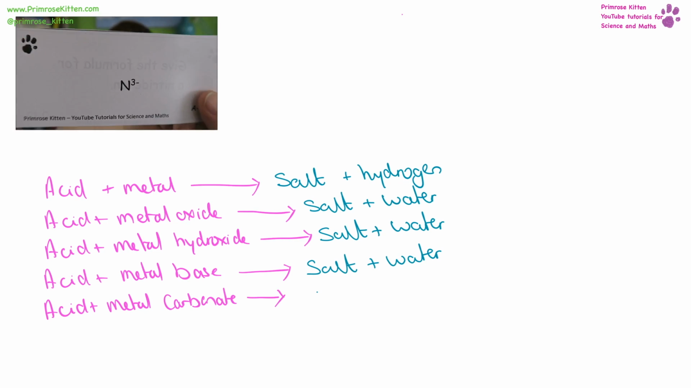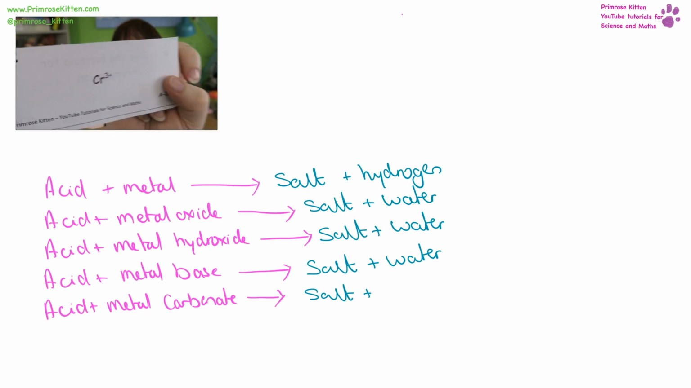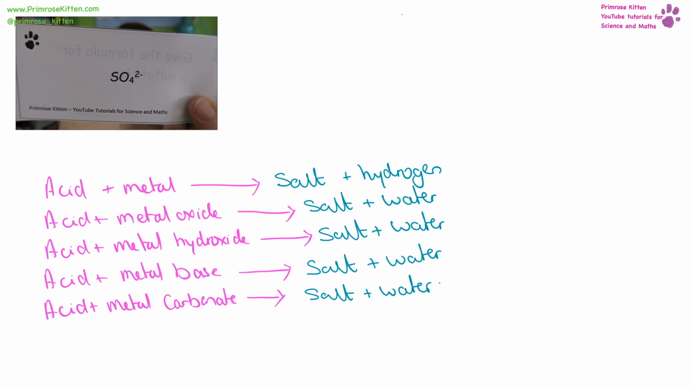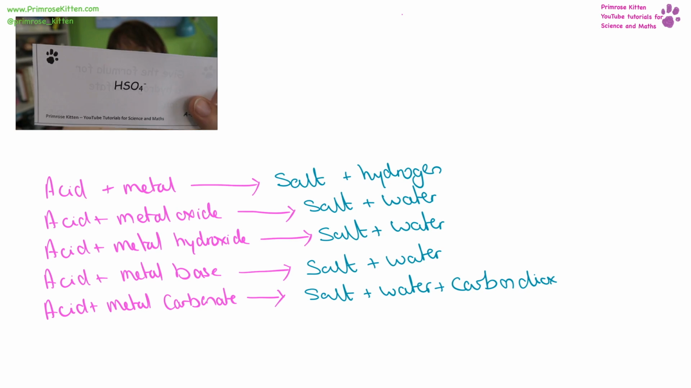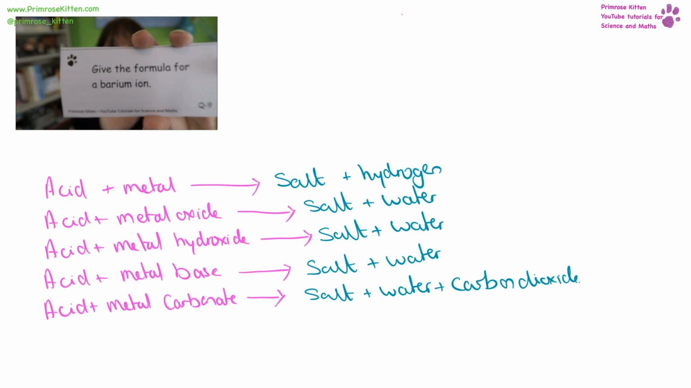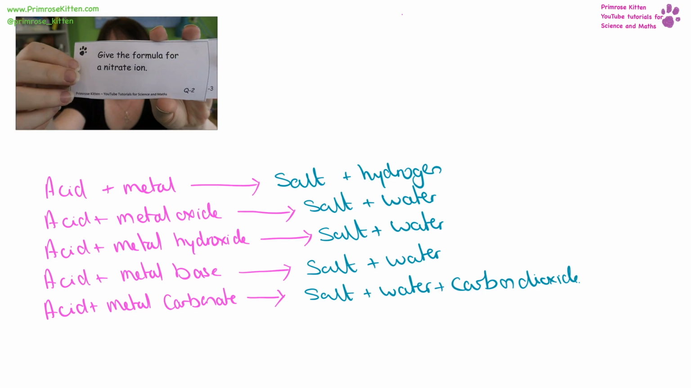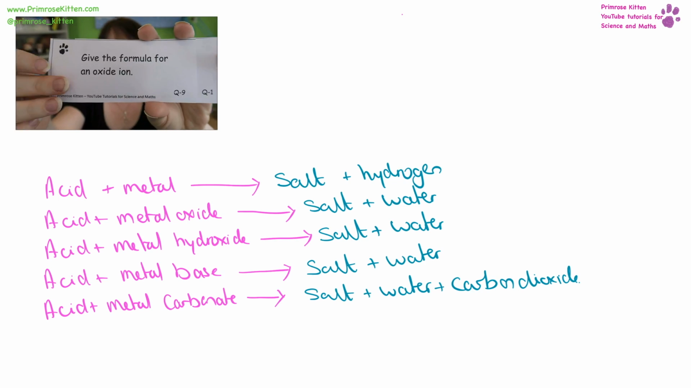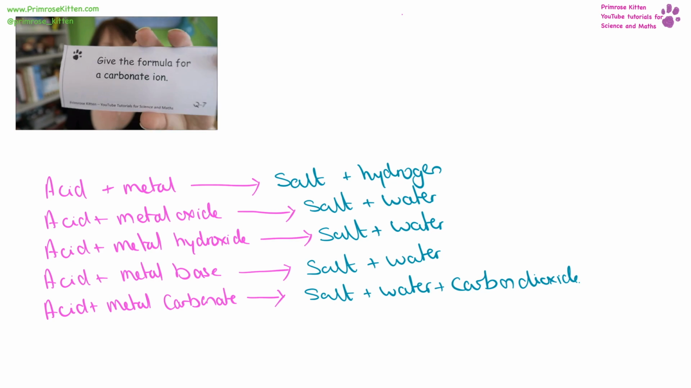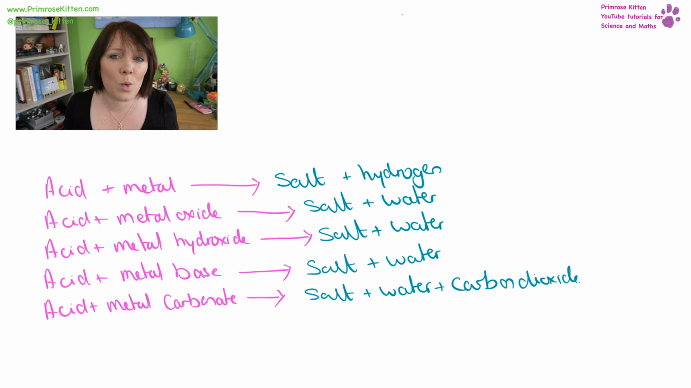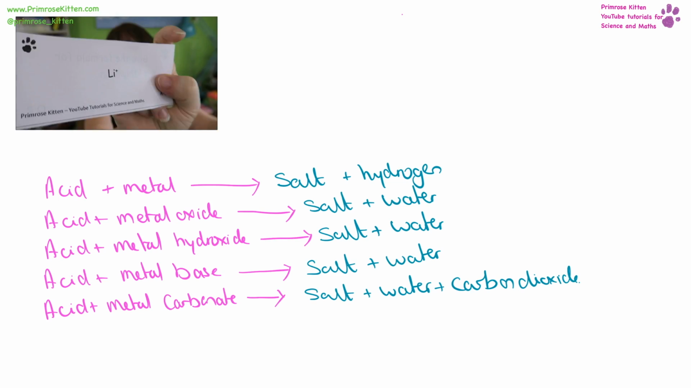Acid plus metal carbonate is going to give us a salt, water, and carbon dioxide. To work out the formula of the salts, you need to know the formula of all of your ions. I've made flashcards to help you with this. You can watch the video. I'm afraid you're going to need to watch it over and over again so that you learn it. And then you need to make sure that you combine the ions in such a way that they are neutral overall.